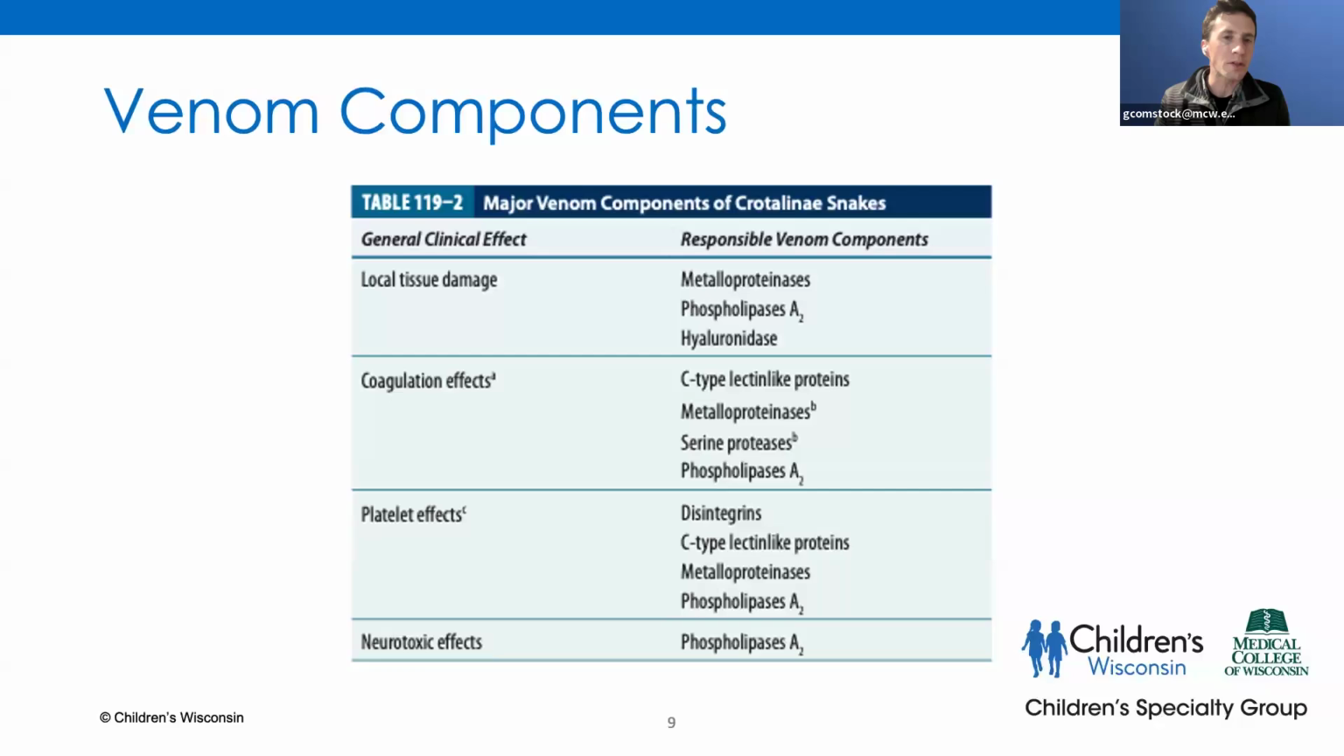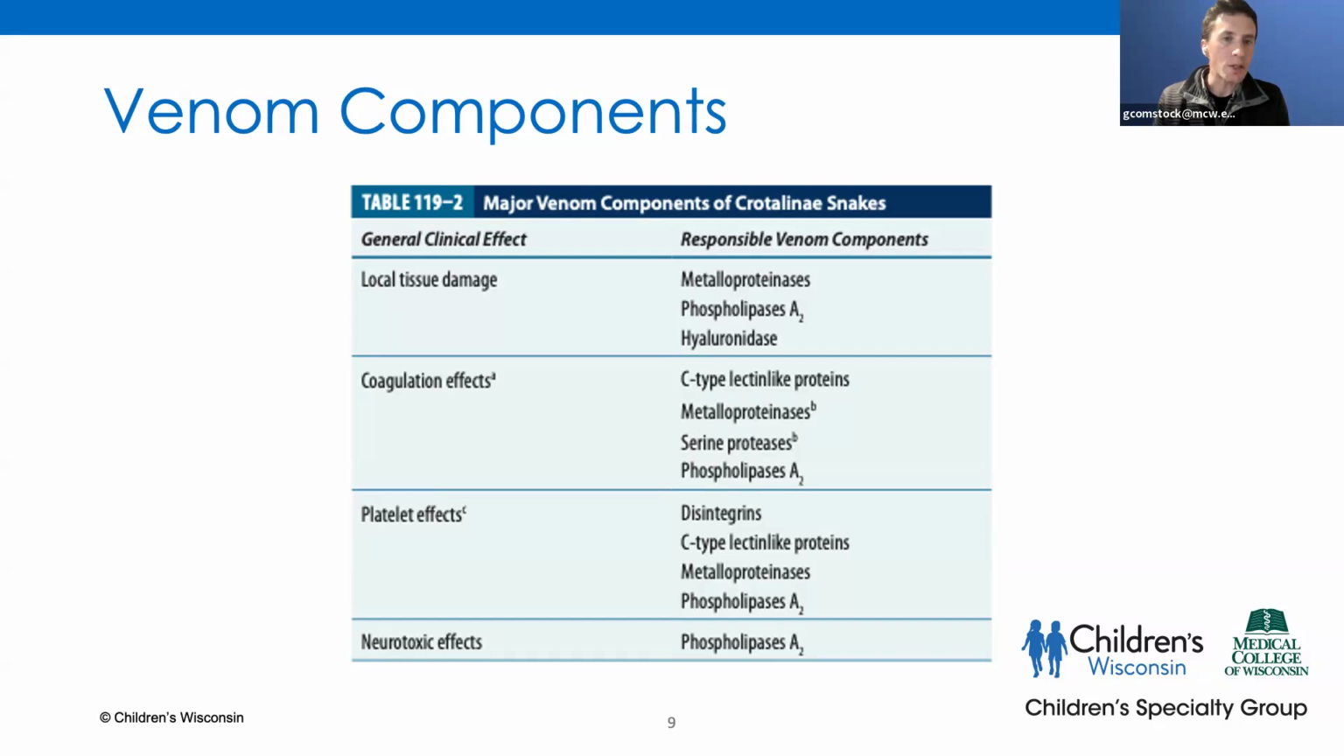But I think the part that's more relevant is thinking about the clinical effects that are possible from each of these different venom components. And the main ones that we'll talk about, and we'll categorize this here in just a moment, are the local tissue damage, the coagulation effects, and then the neurotoxic or systemic effects that you can see from the venom components that are present.